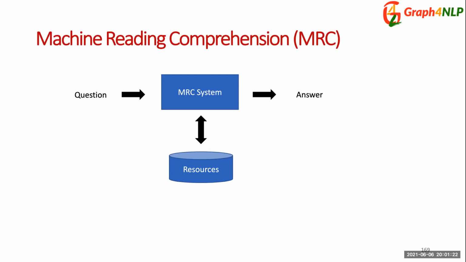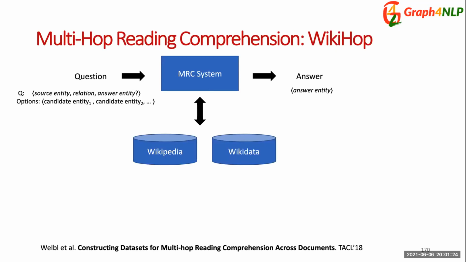So one particular type of machine reading comprehension task I'm going to talk about in the context of this tutorial is called multi-hop reading comprehension. In this particular task, the main difference is that the answers are not extracted through a single document or a single paragraph. It requires reasoning across different data sets.